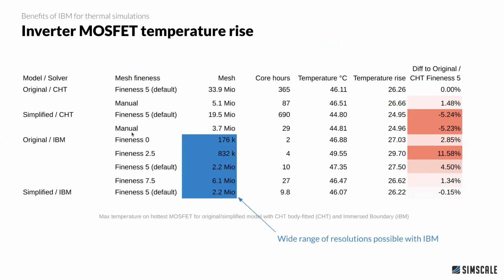Because for IBM, I can run different fineness levels and start with a mesh that is as coarse as, in this case, 170,000 cells, but I can go really step by step to a finer level, reaching the accuracy that I would have with a body fitted mesh approach. That might not be the case if, for example, boundary layers are very important.